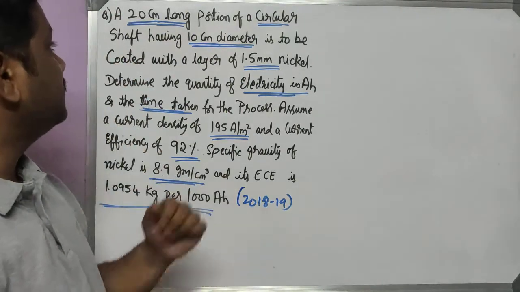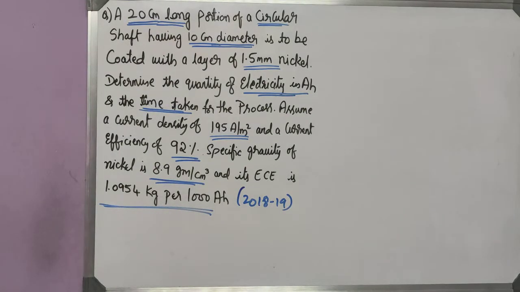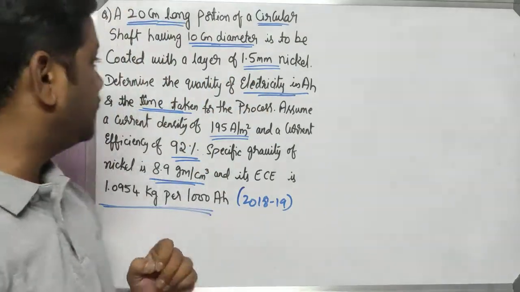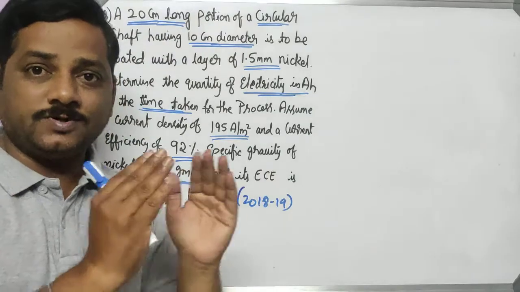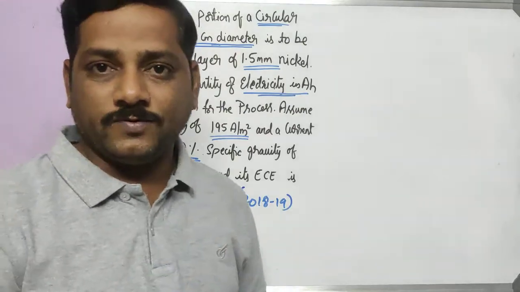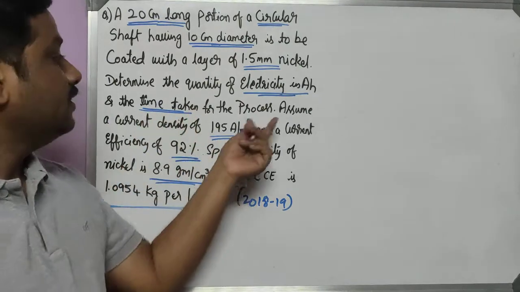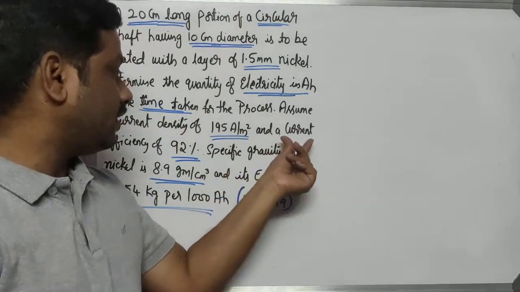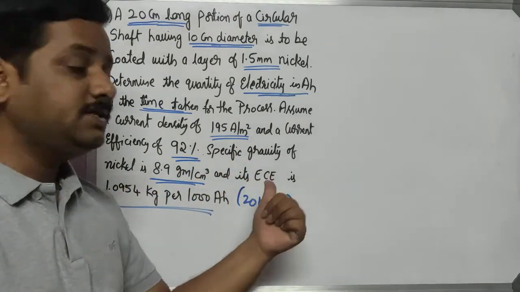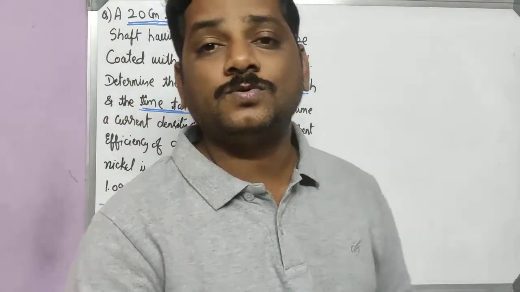Here the information is given like this: a 20 centimeter long portion of a circular shaft having 10 centimeter diameter is to be coated with a layer of 1.5 mm nickel. Okay, it has to be coated with 1.5 mm nickel. So we need to determine the quantity of electricity required in amp hour and what is the time required for this process. That is what you need to find. Assume current density as so and so, and even the current efficiency is given as 92%. Specific gravity of nickel is given, as well as ECE of the nickel is given. So using this information, let's see how to find it.